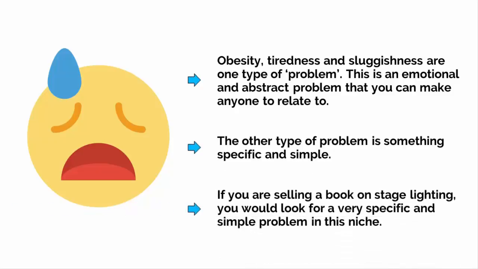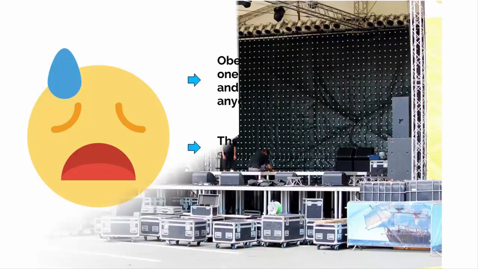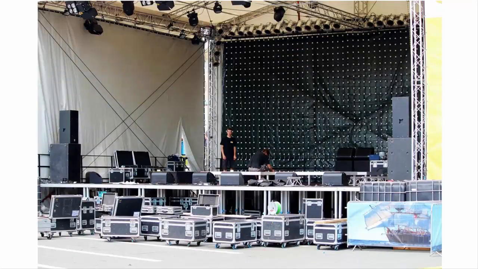For instance, if you're selling an ebook on stage lighting, as we discussed earlier, then you would look for a very specific and simple problem in this niche. Perhaps people struggle to afford the stage lighting equipment they need. Maybe the lights keep falling over. I'm not an expert in this field, and that's why it's not a niche that I would choose. Remember, we discussed picking a field you're familiar with.